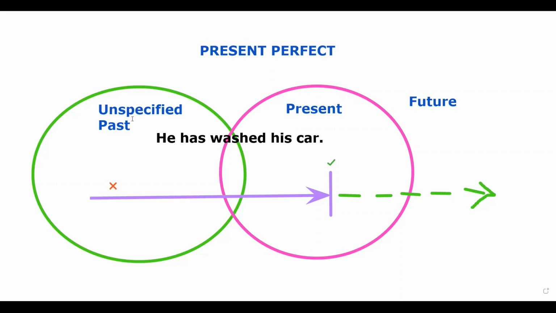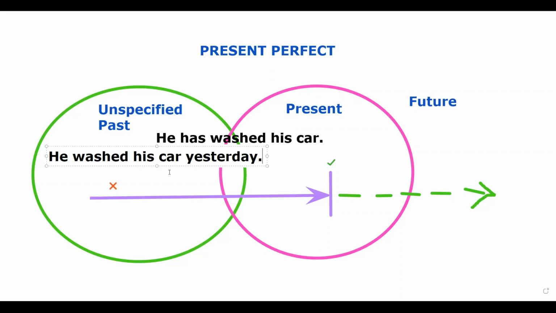However, the past is unspecified because we don't know when he actually washed his car. There is no particular moment here. So this is very important to understand that it is not specific. Let me give you another example, and you think, what is the difference? He washed his car yesterday.